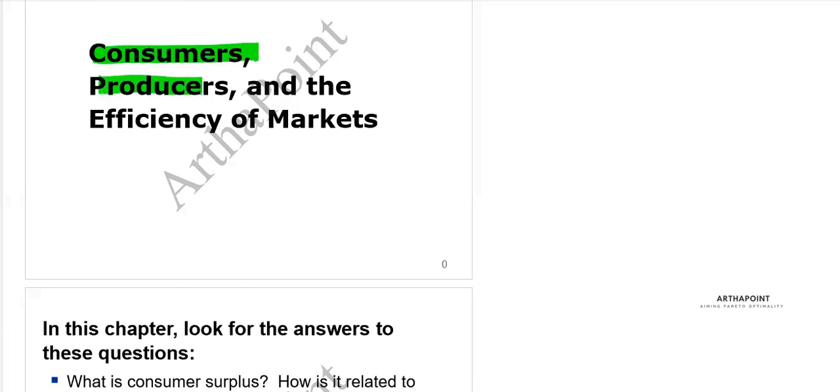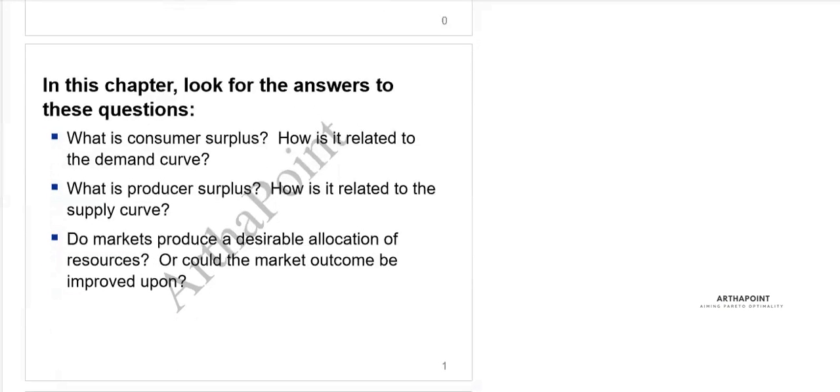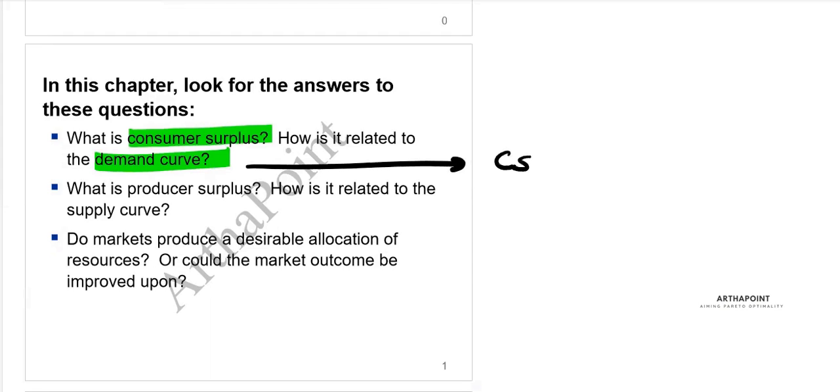Consumers, producers, and efficiency of the market. In this lecture, we are going to look at the following questions. We'll understand what is consumer surplus and how consumer surplus can be derived from the demand curve. Very important. What is producer surplus and how producer surplus can be derived from the supply curve.